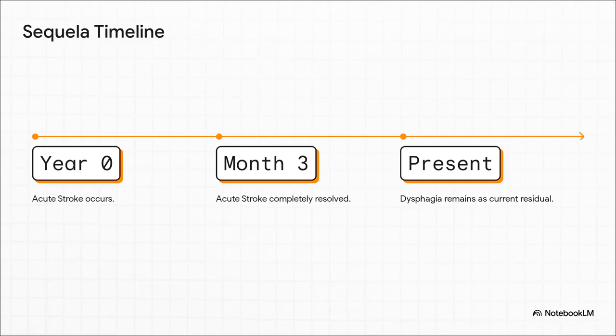Let's look at a classic clinical timeline to see how this builds in a real-world scenario. Let's say at point 1, year 0, a patient suffers an acute stroke. Now by point 2, maybe month 3, that acute stroke is completely resolved. The past acute phase is totally over. But fast forward to point 3, the present day, and the patient is still dealing with dysphagia, meaning difficulty swallowing. The stroke itself is entirely in the past, right? But the dysphagia remains as the current residual condition that needs treatment today.